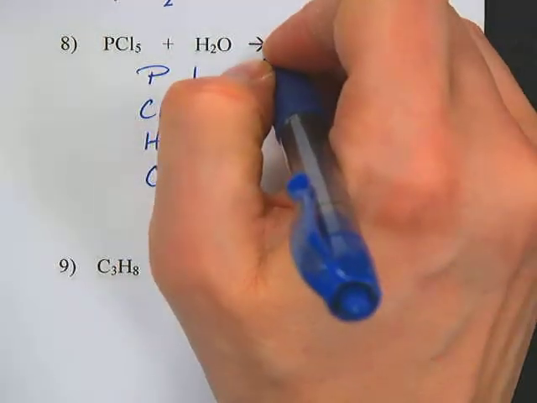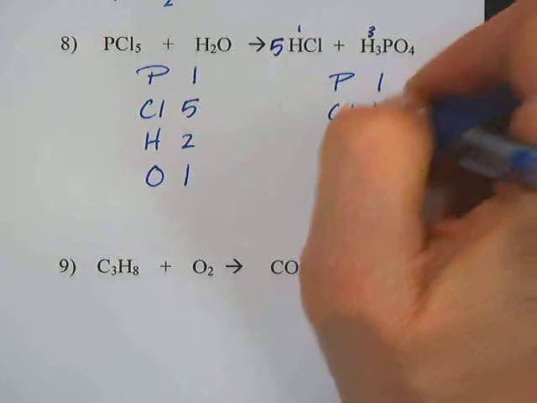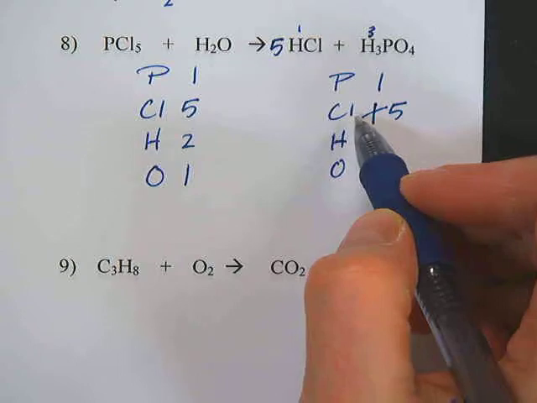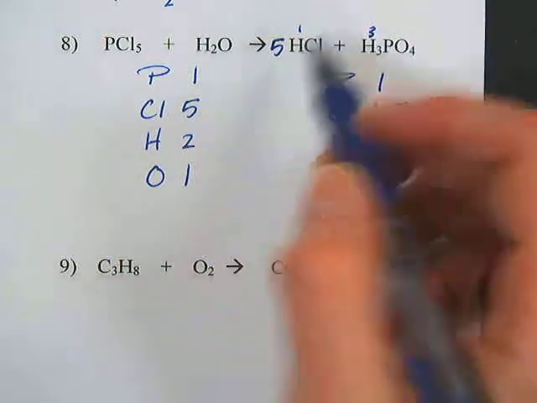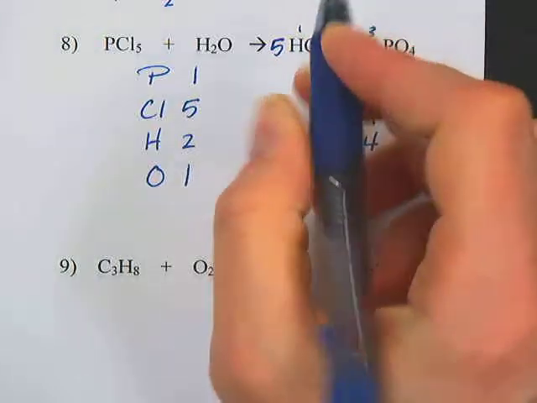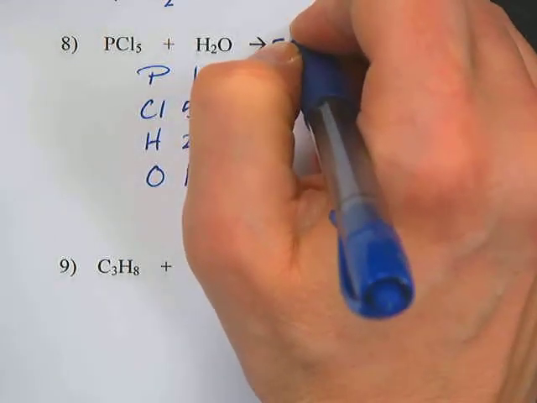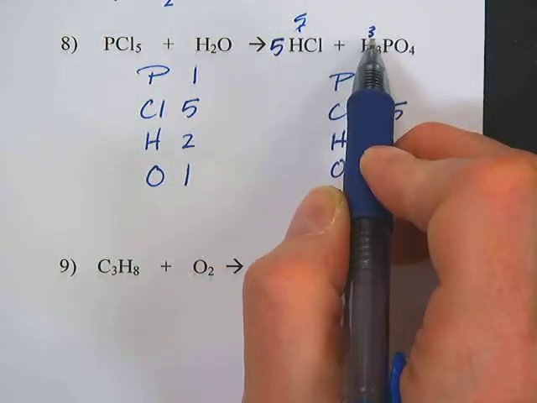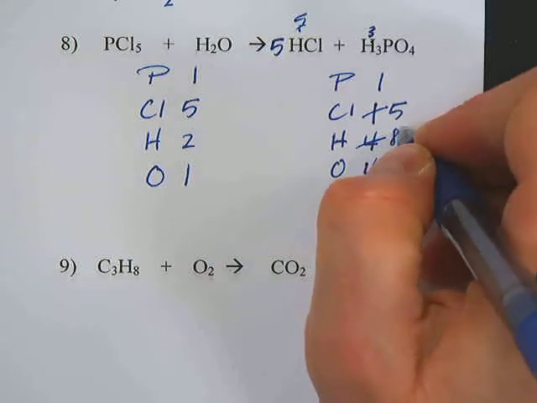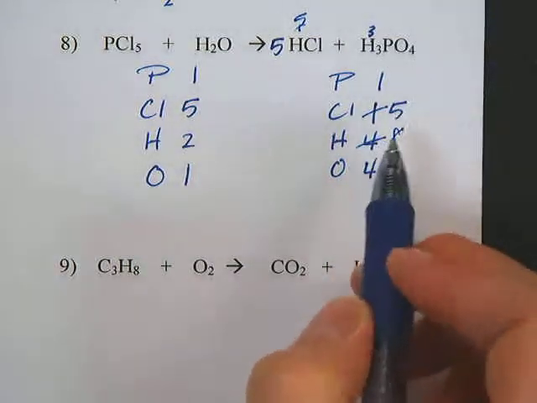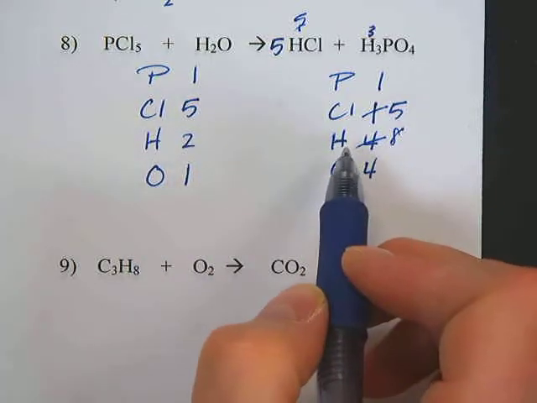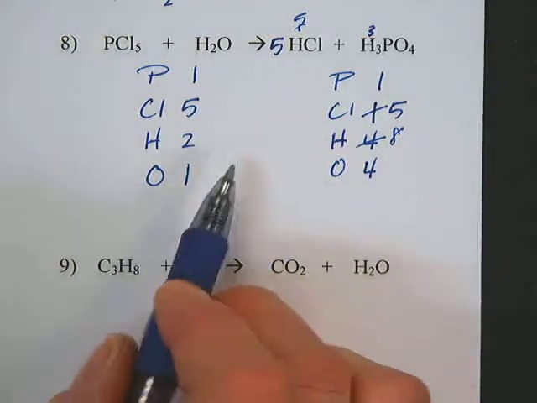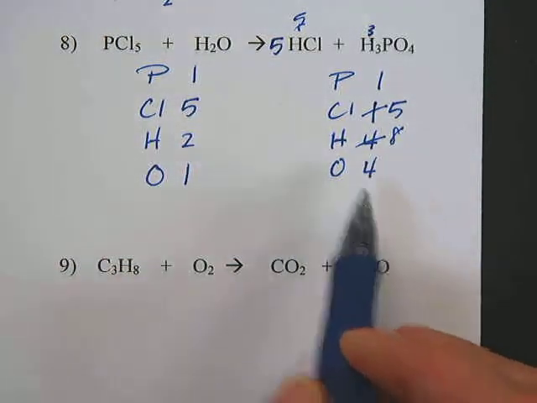The chlorines are not. We need to fix that. So there's 5 on the reactant side and 1 on the product side. So if we put a 5 in front of the HCl, then that changes the chlorine to 5 atoms of chlorine. But again, remember, it changes the number of hydrogens. So now in this compound, HCl, we have 5 atoms of hydrogen. So we have 5 atoms of hydrogen over here and 3 atoms of hydrogen over here, which means that we now have 8 atoms of hydrogen total. So we're going to leave hydrogen by itself for now and come back to that.